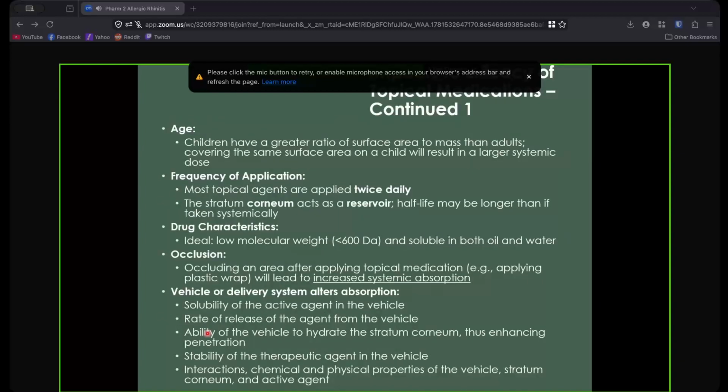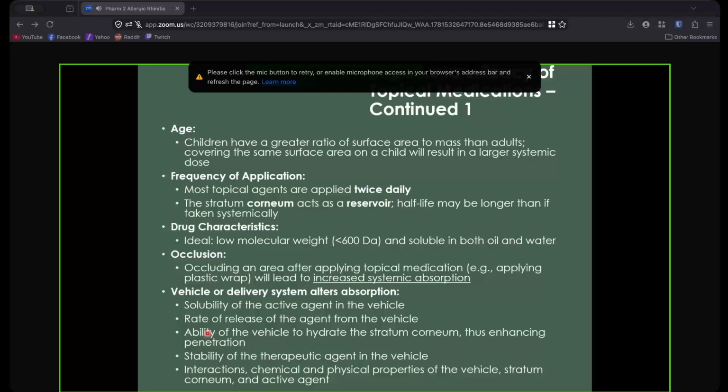We're talking about age. Kids aren't just little humans. The dosing that we give them matters. The surface area is a little bit different in how they systemically absorb things, so we'll pay attention to that. And again, it'll be pointed out a little bit more when we talk about our steroids.